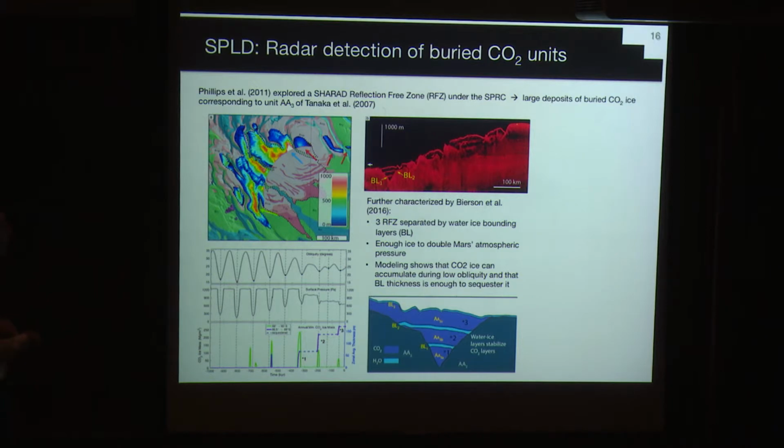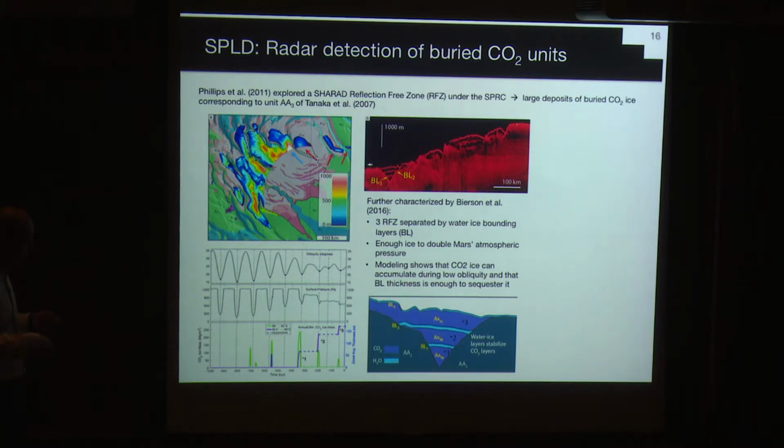But this cartoon basically comes from a model that they did, and the model showed essentially two things. One, that CO2 ice can actually accumulate during low obliquity. You can see this is results from their thermal model. And you can see that CO2 ice is able to appear at these locations. This is CO2 versus time here.